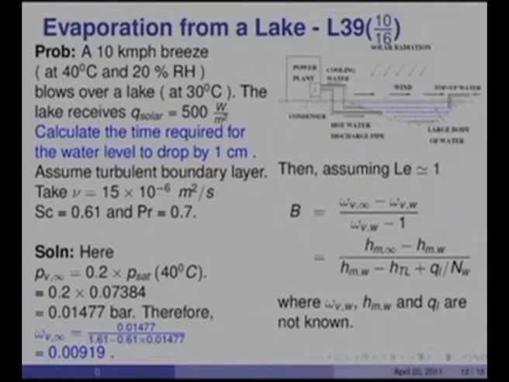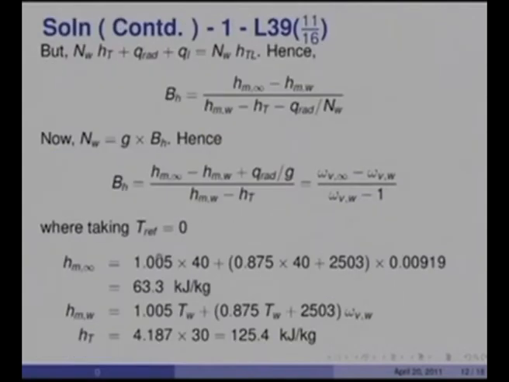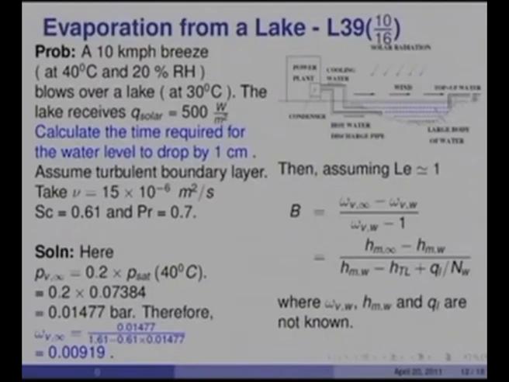So, calculate the time required for the water level in the lake to drop by 1 centimeter. You are told that as the wind blows over the lake, assume it to be a turbulent boundary layer throughout. So, you can see that this is a typical problem.